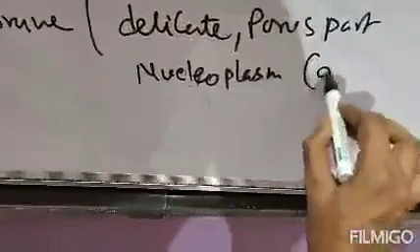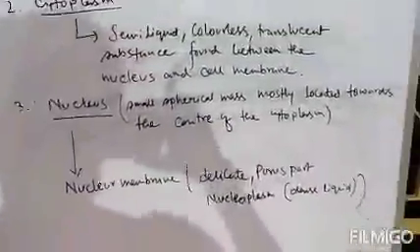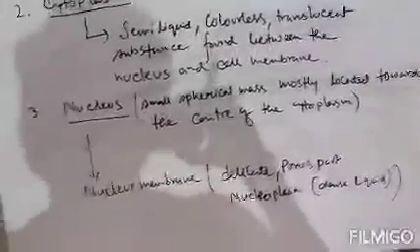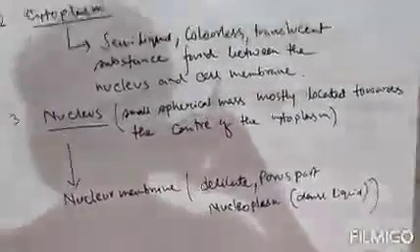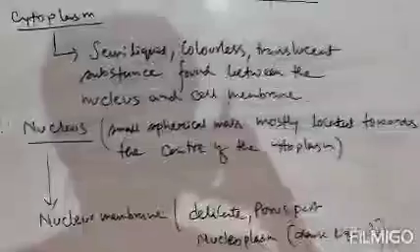Nucleoplasm is a dense liquid present in the nucleus. So what is the nuclear membrane? The outer covering layer of the nucleus. Its function is to protect the nucleus, and inside it there is the nucleoplasm, which is the dense liquid part of the nucleus. The nuclear membrane is the delicate, very porous part of the nucleus.